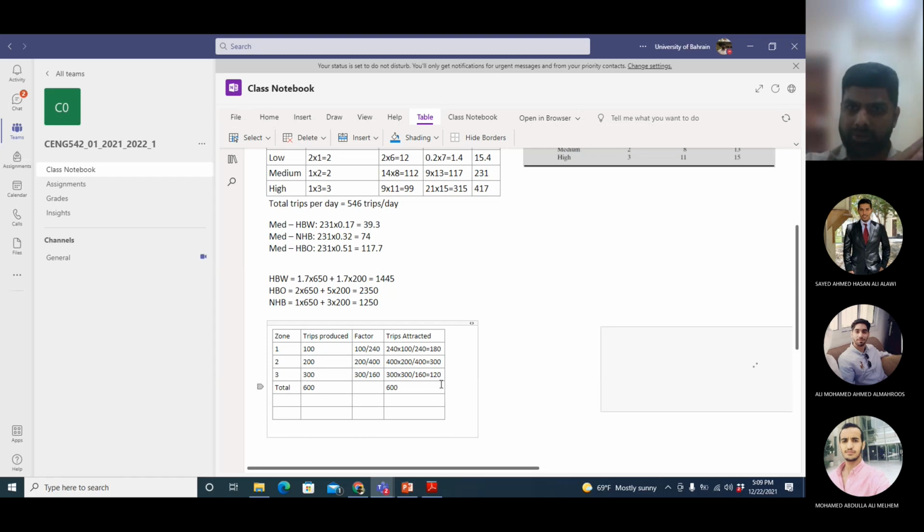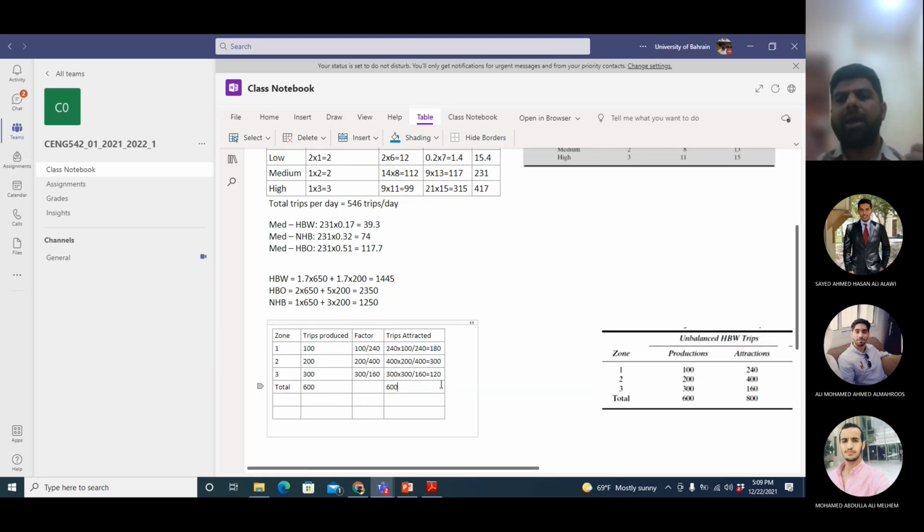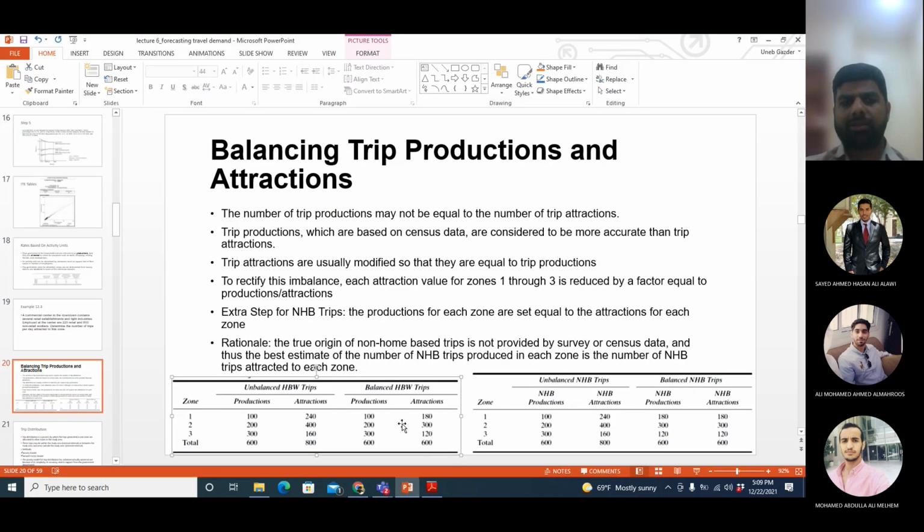You have the trips produced and you have the trips attracted. The total must be equal for all the areas. How do you make them equal? You take the ratio of produced upon attracted, and then you multiply with the attracted number of trips, or the calculated number of attractions, and you get the balanced number. In the end you can see whether you have got the total correct or not. This is for trips which are home based, either home based work or home based other.